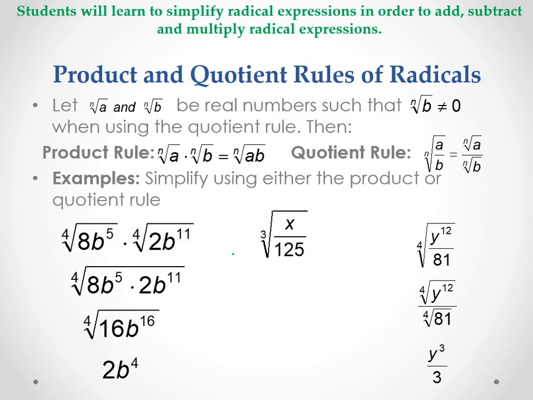Same thing when we have the cubed root of x divided by 125. We can break that down into two radicals being divided: the cubed root of x divided by the cubed root of 125. I don't know what the cubed root of x is, so it stays the cubed root of x. The cubed root of 125 is 5. So there's our final answer.